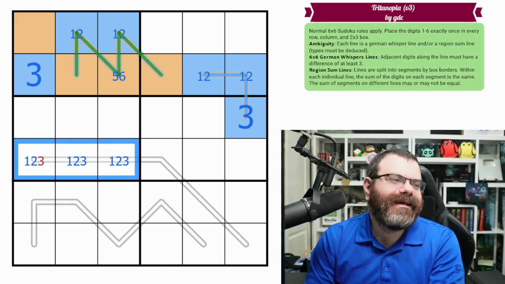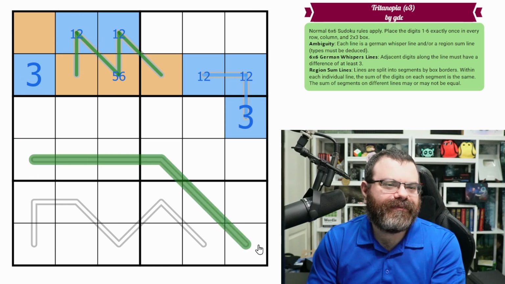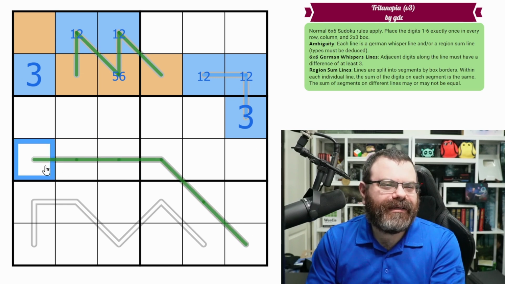It's 1 through 6. So this is definitely a German whisper line. So we can draw a green line here for German whisper. And whether it's low or high is the question. I can definitely green purple it, and we can take a look once we have green purples.